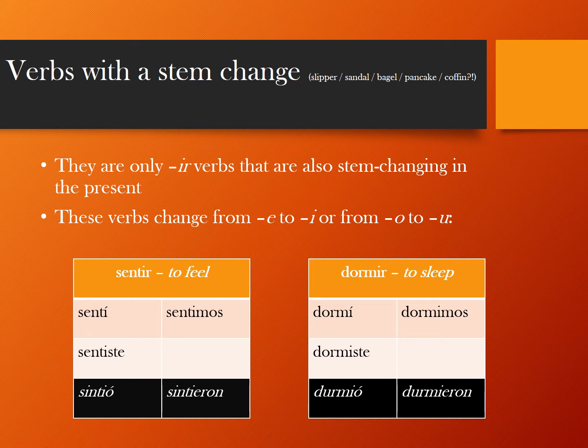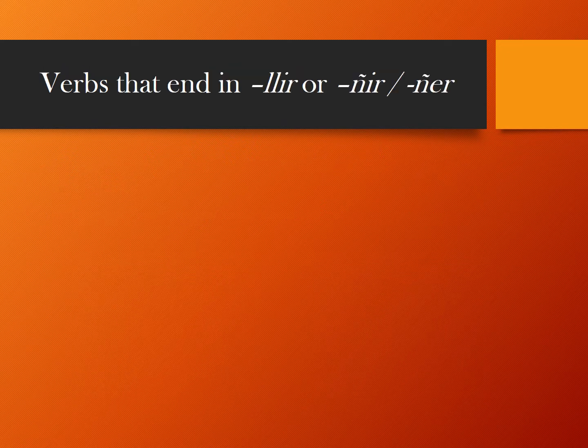Also, in my career, I've heard teachers refer to these verbs as bagel verbs, or pancake verbs, or coffin verbs. I'm not sure about that last one, but whatever helps you remember that the stem change occurs in the two at the bottom, the él form and the ellos form, whatever works, bien. Now, let's get even more nitpicky.